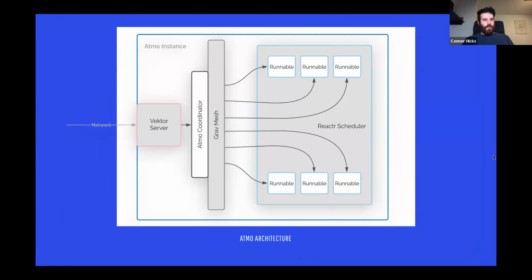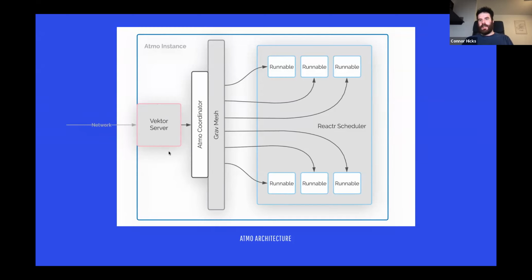So I'll do a quick peek into Atmo's architecture internally. I mentioned before that Reactor, Grav, and Vector are the building blocks, and they truly are building blocks towards creating Atmo, because all three of them are well represented within Atmo's internals. So it all starts when network requests come into an Atmo server. They are handled by an instance of the Vector server, what we call VK. And VK does all of the handling of TLS.